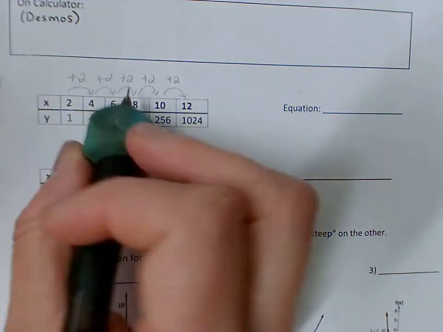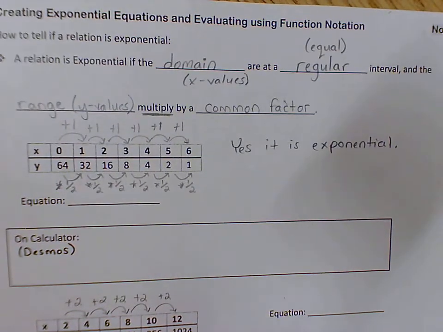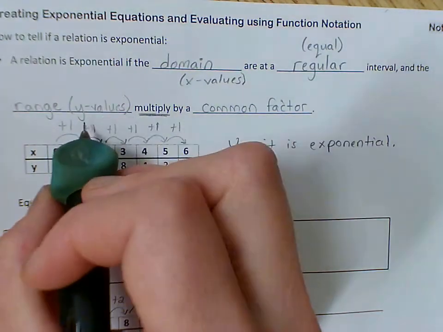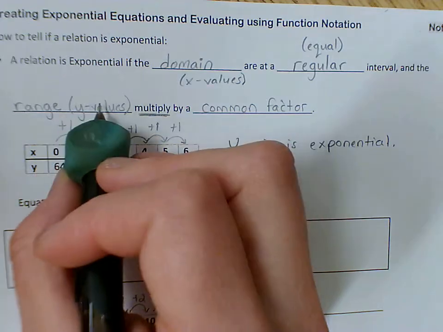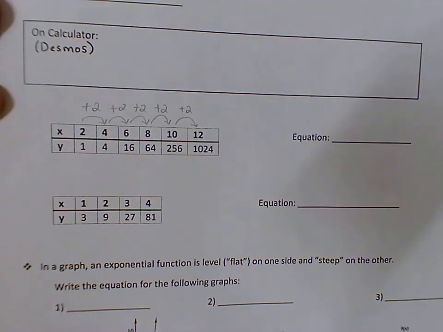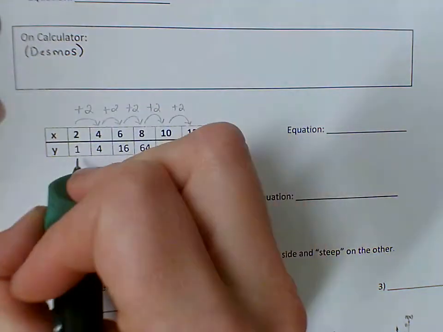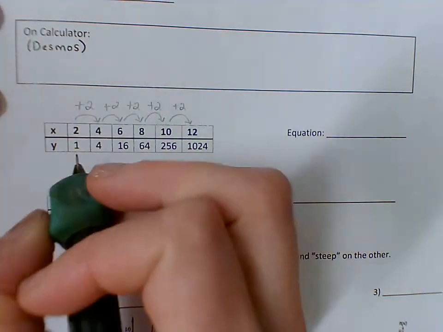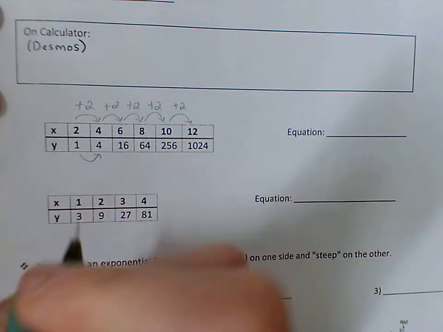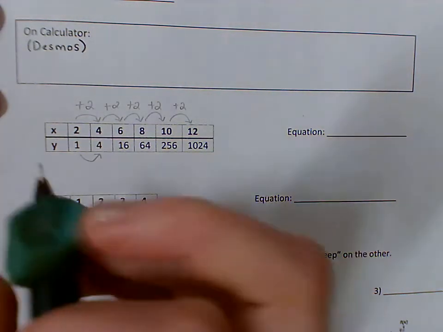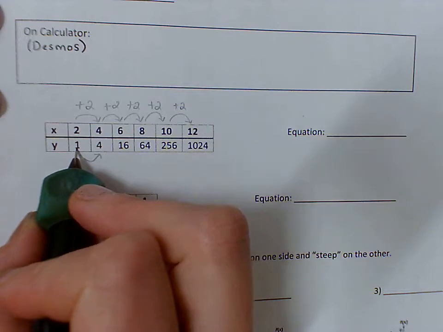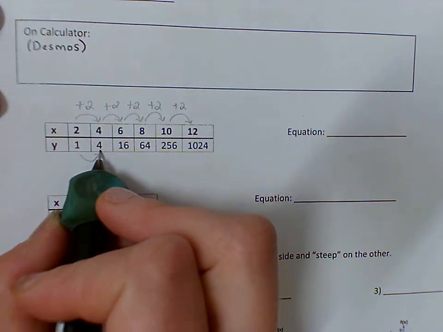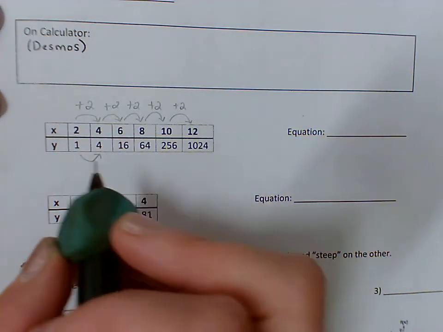So now that that's the same, the other thing we have to check, this is the thing that kind of makes it exponential, is exponential functions, the y values have that common factor. So now I have to ask myself, am I taking the y values and multiplying by the same number as I go from one to the next? So you just have to find the pattern. So you would ask yourself, what do I multiply 1 by that would give me 4? Because that should be the same all the way across the board.